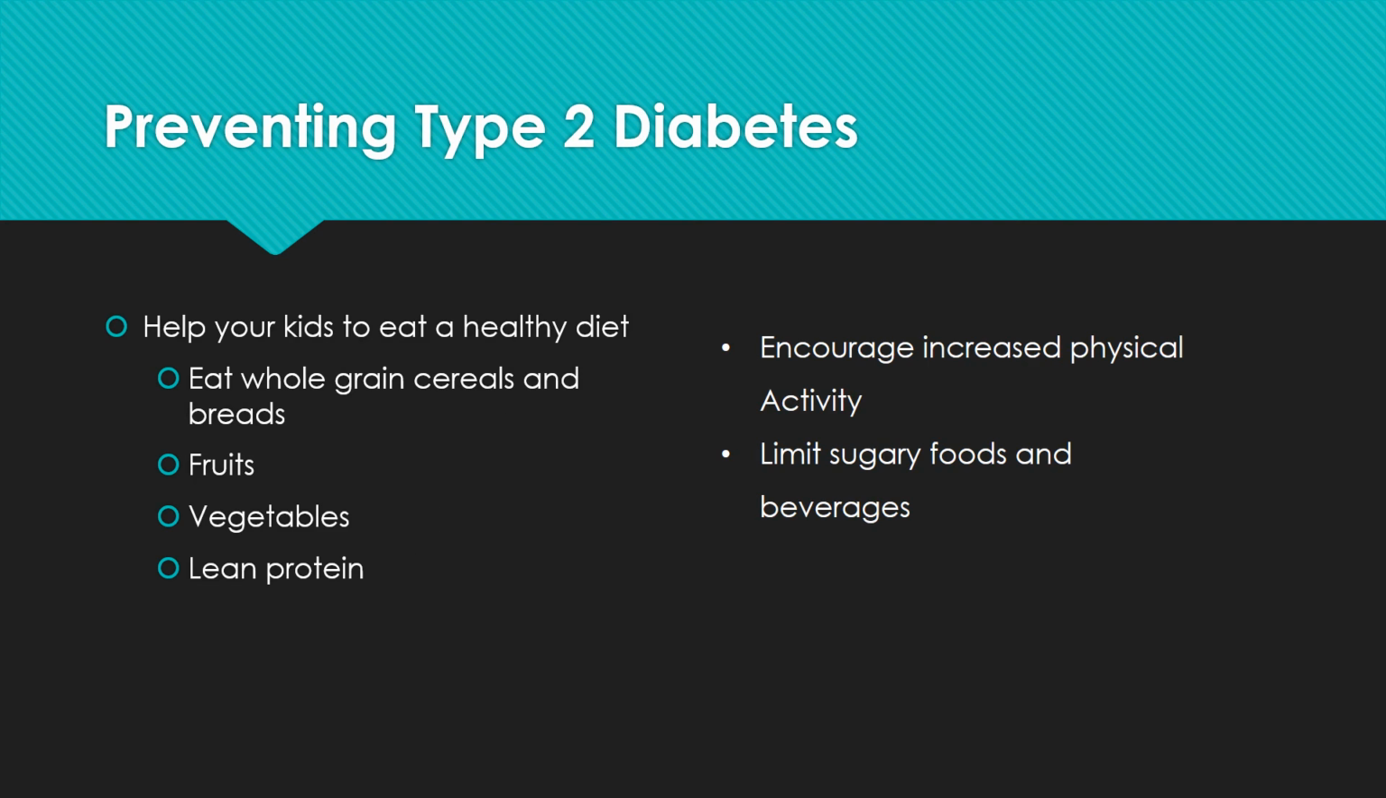So preventing type 2 diabetes is possible by doing some of these simple things. So the most important thing is a healthy diet and regular exercise. So a healthy diet would include eating whole grains and breads, fruits, vegetables, and lean proteins, and limiting the sugary foods and beverages. And of course, encourage increased physical activity. Get your kids up off the couch, get them moving, get them outside playing, doing something.